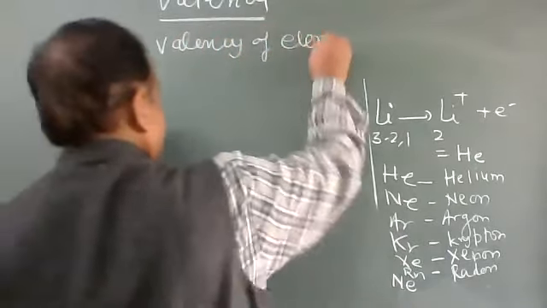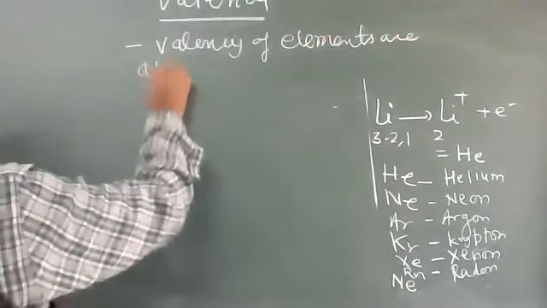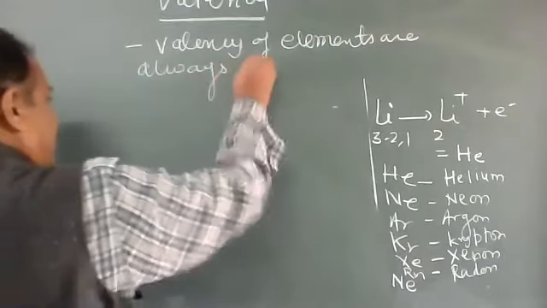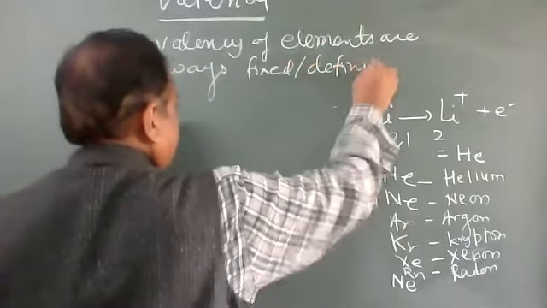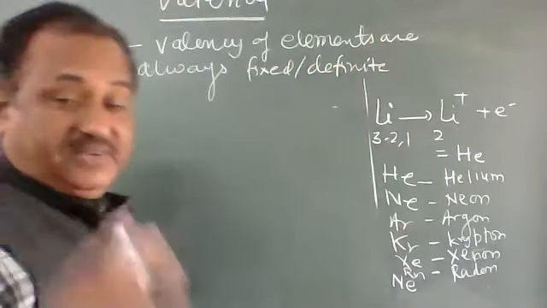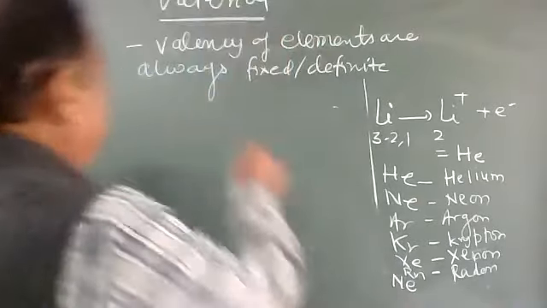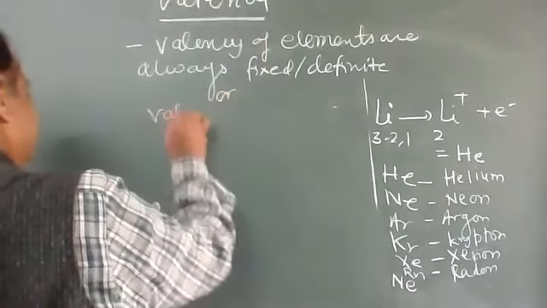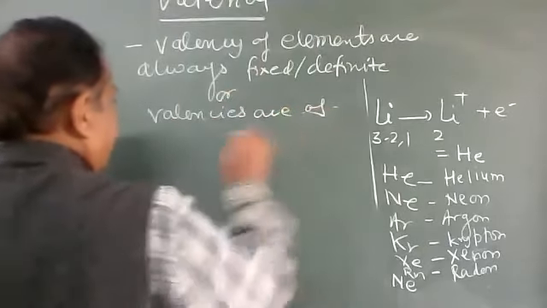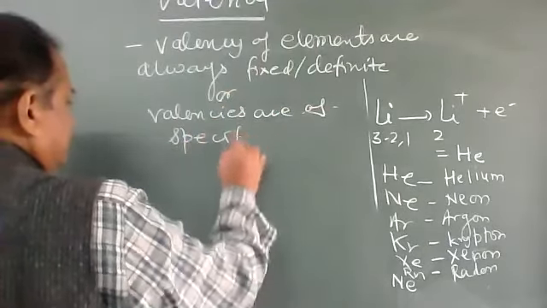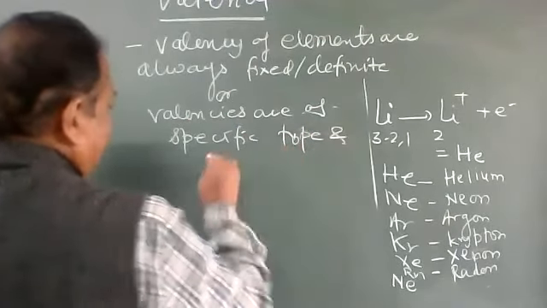Now, next part: the valency of elements is always fixed or definite. Valency is always fixed, or elements have a certain specific type of valency, or you can say valencies are of a specific type and nature.